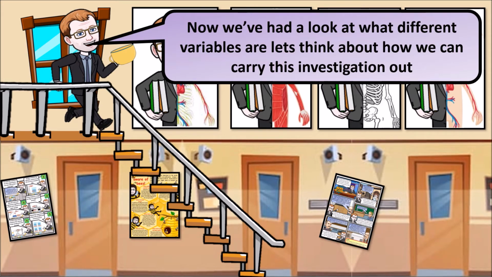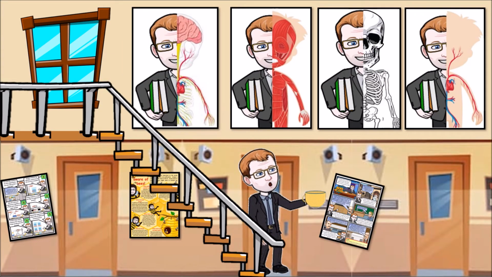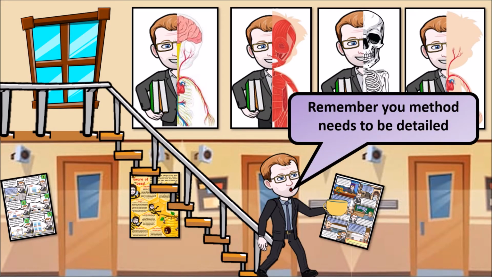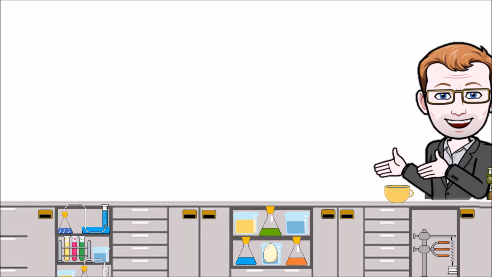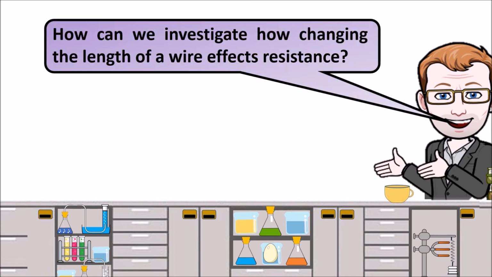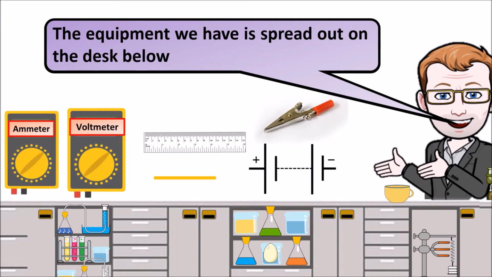Now that we've had a look at different variables and things, we can look at how we carry out the investigation. So remember, when you put a method together, it needs to be detailed. If we look at how we can investigate how change in the length of wire changes resistance, we need to think about the equipment that we might use. Some of the equipment would be an ammeter, a voltmeter, a ruler, a length of wire, a cell, and a couple of crocodile clips.